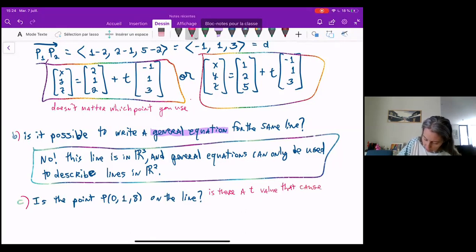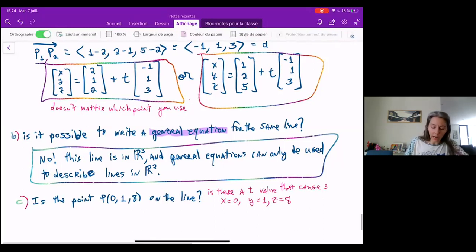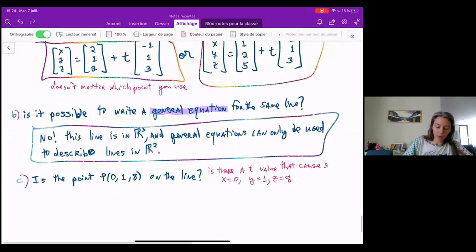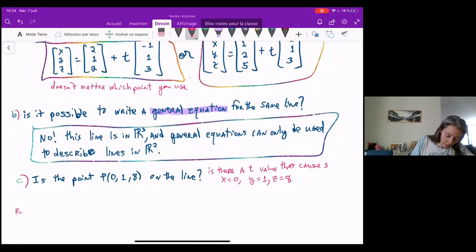So in other words, is there a t value that causes x to equal 0, y to equal 1, and z to equal 8? Now, it's often easier to think about this when we have the parametric equations instead of the vector equation. So that's the first thing I'm going to do: rewrite my vector equation for the line as parametric equations.